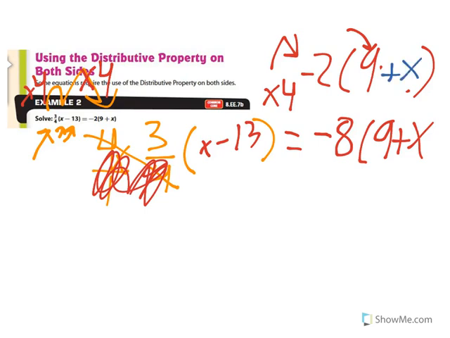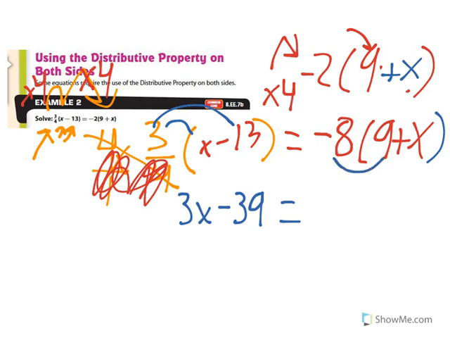Let's solve. So the left side now, we're going to do the inside, 3 times x. Now we're going to do the outside, 3 times negative 13, so that is negative 39. On the right side now, we're going to do our inside first. Negative 8 times 9 is negative 72. And now we have our inside, negative 8 times positive x, so that'd be the same as 1x. So that's going to be minus 8x.